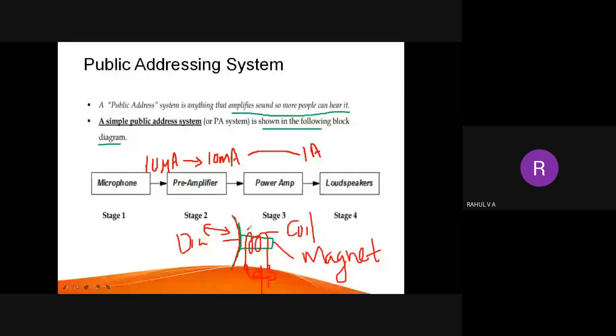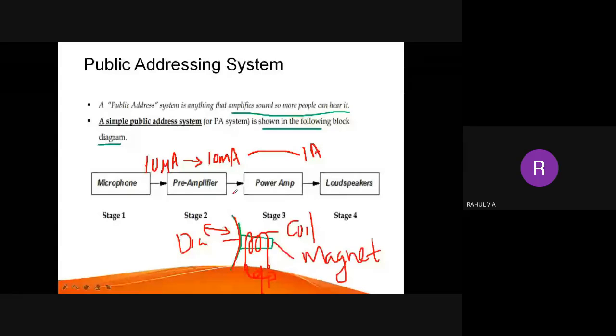So this coil will become a magnet. Inside there is a magnet. When this coil becomes a magnet, there are actually two magnets: one is produced by the current in the coil, and another is connected to the diaphragm. When there are two magnets, they may repel or attract. Because of this repulsion and attraction, the magnet will move forward and backward. That will move the diaphragm forward and backward, which will produce sound. That is how the loudspeaker works.